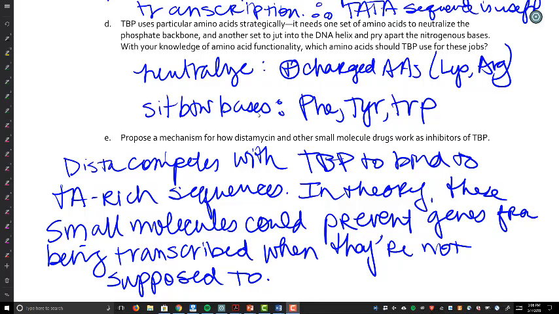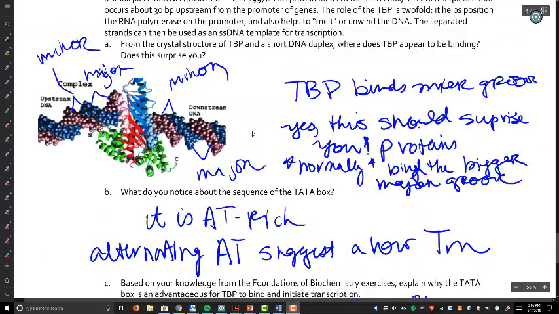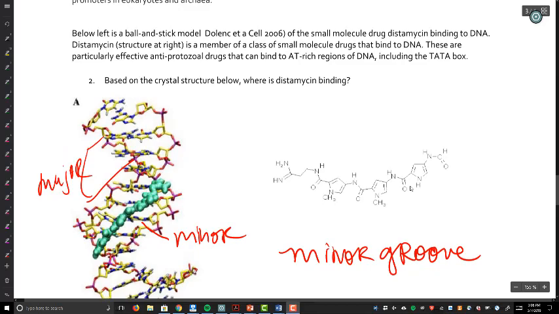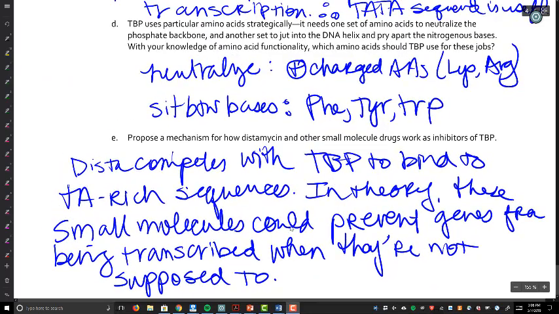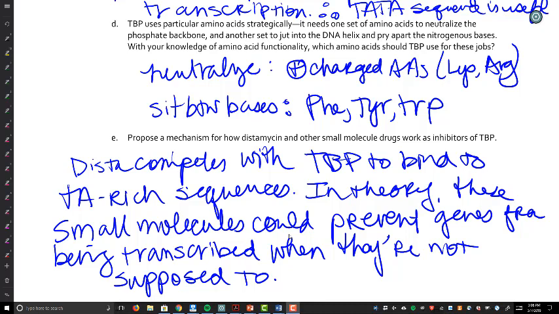And so the theory behind small molecules like distamycin as drugs, so distamycin itself would never have any potential because it's way too nonspecific. But if we could devise a molecule like distamycin that could specifically bind, we could synthesize it so it would prefer the TATA box over other sequences. In theory, these molecules could compete with the TATA box binding protein to bind the TATA box sequence. And so if you can get the small molecule to bind to the TATA box instead of TBP, then you could control whether or not genes were being transcribed when they should be.